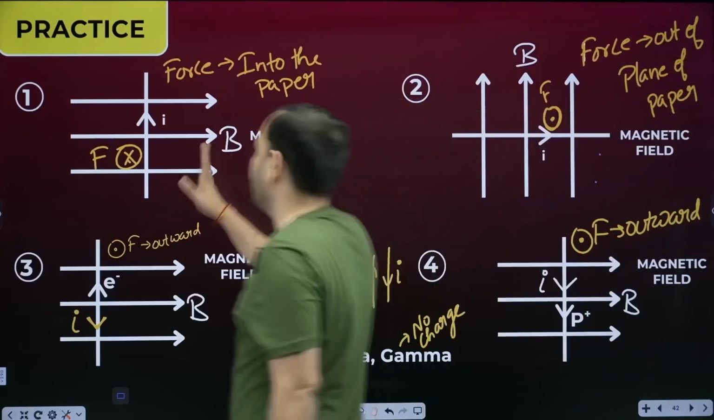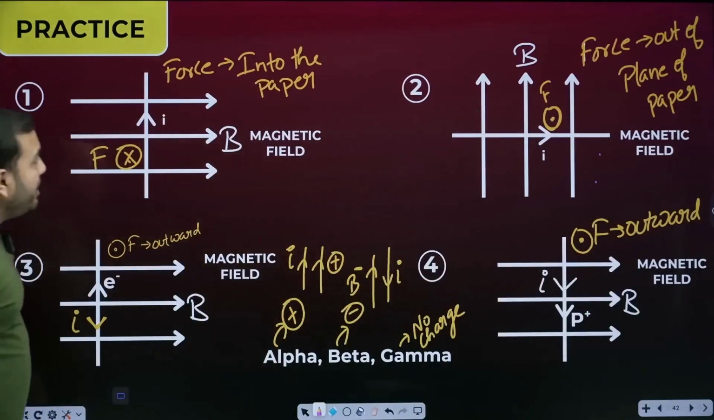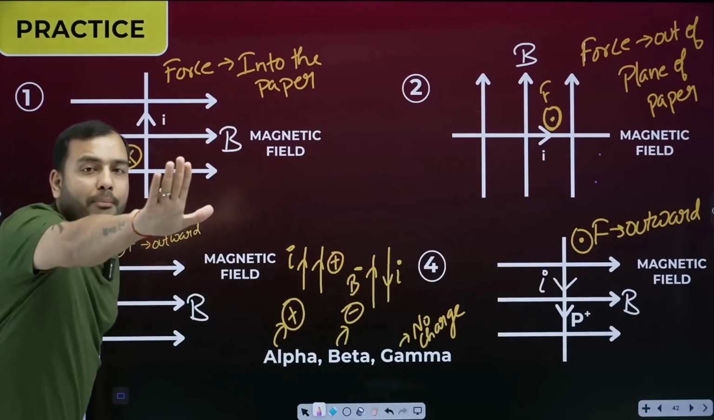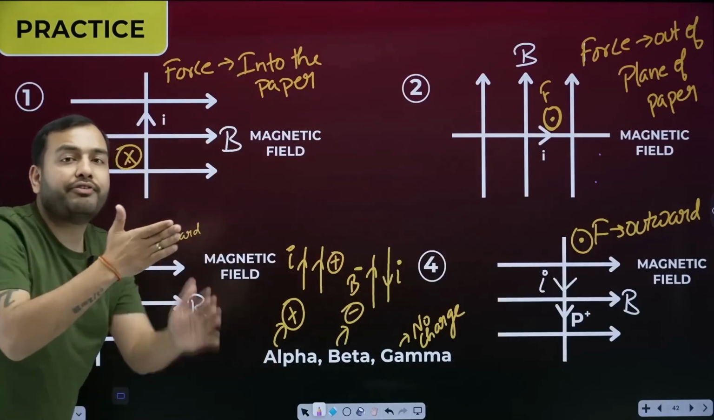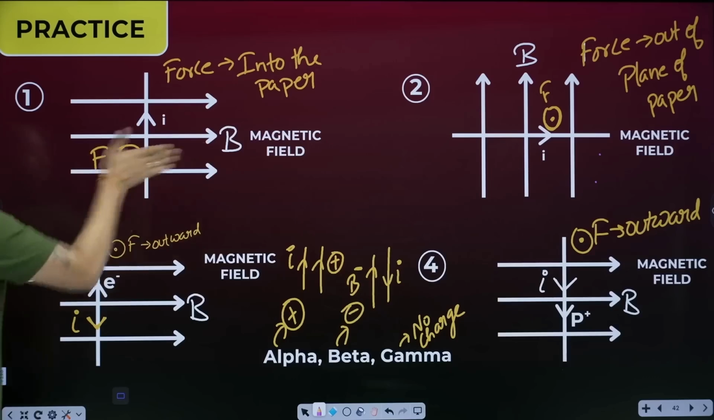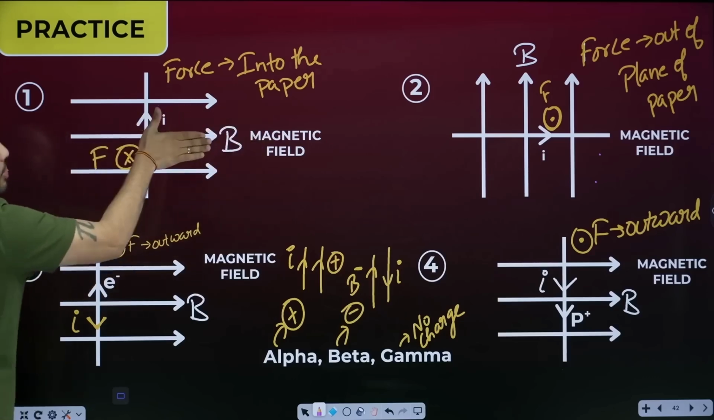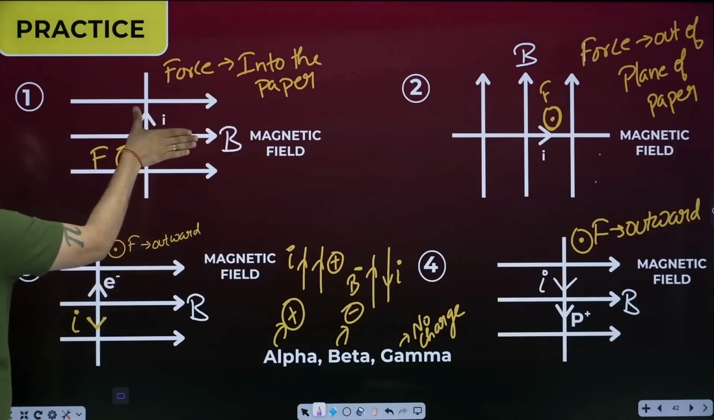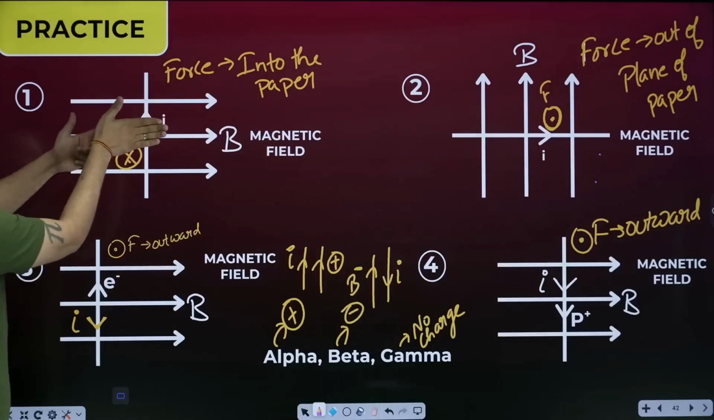Let's see this one. First of all, open the palm of the right hand. First of all, where would the fingers go? In the direction of magnetic field. Is the magnetic field on this side? Yes, fingers went. Thumb would go in the direction of the current. Is the current upwards? Is the thumb in the right direction? Yes. From the palm, we'll get the force direction.